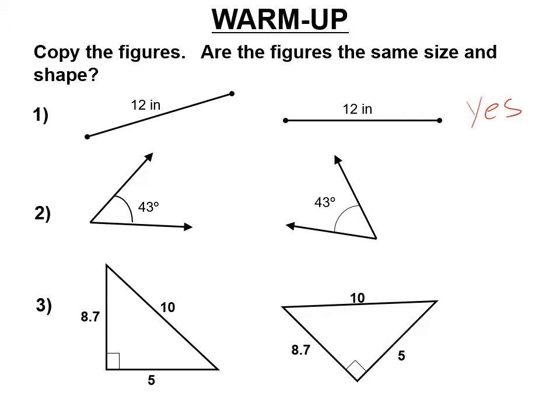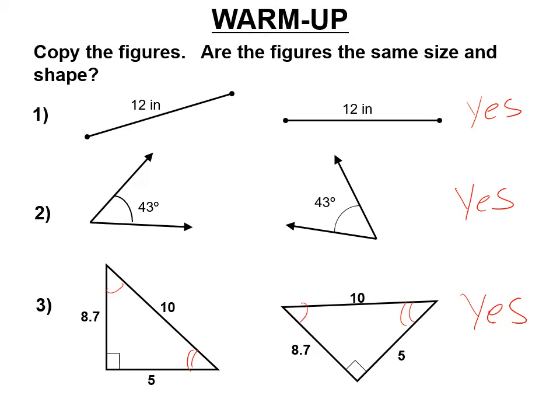They're a line segment. In number 2, you see two angles that are both 43 degrees. So they are both angles and they are both the same size angles, 43 degrees. So the twisting of it doesn't matter. And lastly, we have two triangles, two right triangles, and they seem to have the exact same size. And if they have the same exact size, they also have the same exact angles, by the way.